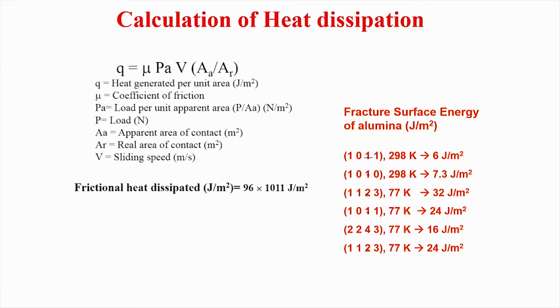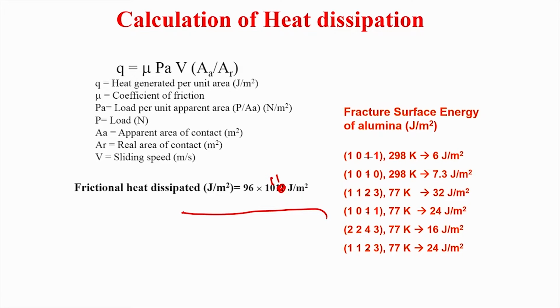So, the contact heat generation as well as heat dissipation are among the physical events that take place during the sliding test. We have calculated approximately the heat generated per unit area, that is Q, and that is certainly dependent on the coefficient of friction, the load per unit apparent area, sliding velocity and so on, and here the friction heat dissipated is around 96 into 10 to the power 11 joules per meter square. These numbers are quite important.